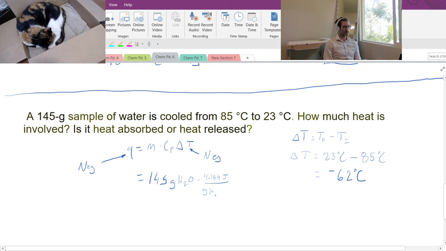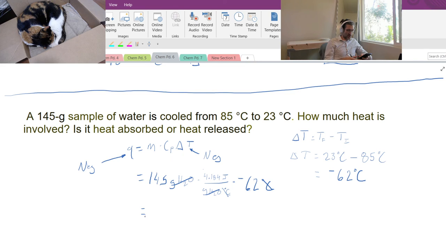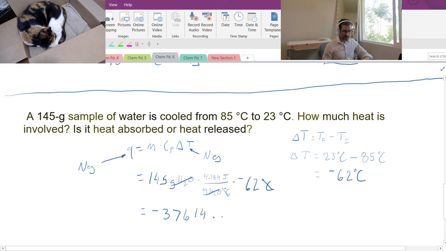145 times 4.184 times negative, I'm using the negative button on the calculator, the one in parentheses, it's different than the minus sign, times negative 62 gives me negative 37,614.16. I'm going to write that. Okay, my drawing tablet is responding again. That's interesting. And that's in what units? It's joules.